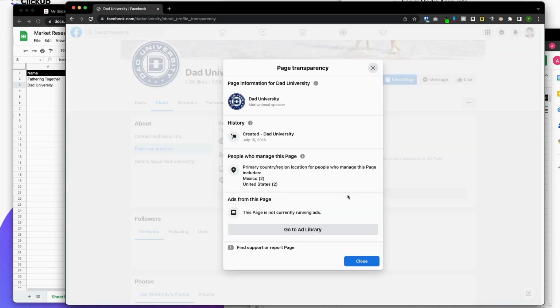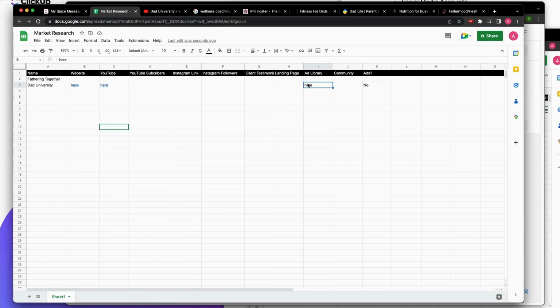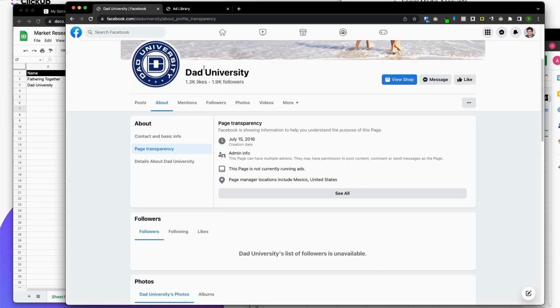What we do is we click on See All, and then we click on Go to Ad Library. Now, this link right here is actually their ad library, so I can go ahead and save that inside of my swipe files right there. And then let me show you what it would look like if they were actually running ads. Okay, so we're going to come back over here.